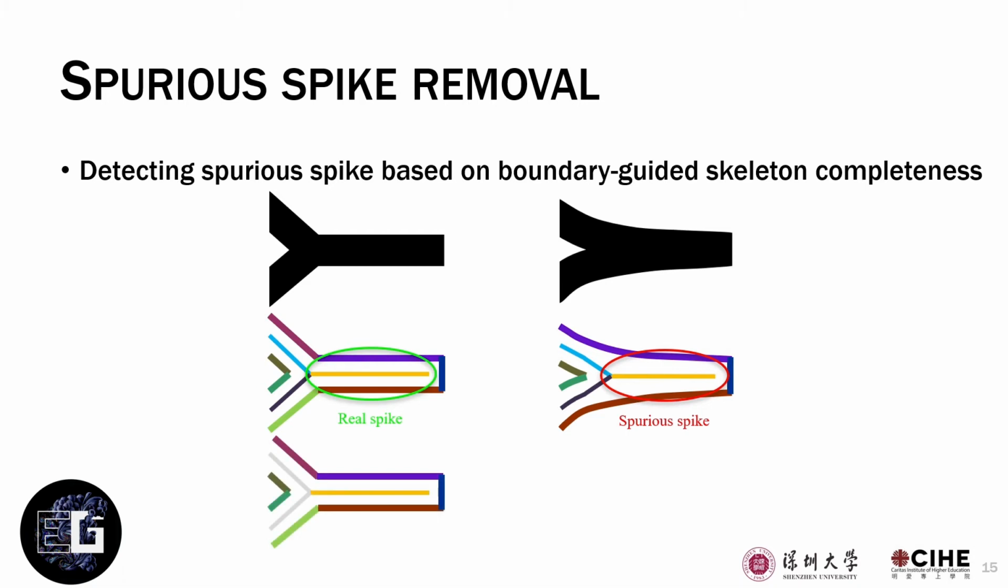As shown in the bottom left figure, the purple and brown boundary of the real spike segments correspond to only one skeleton segment, while in the bottom right figure, the purple and brown boundary segments correspond to more than one skeleton segment. So when such boundaries correspond to more than one skeleton segment, we mark it as a spurious spike. With two criteria, skeleton-initiated tangent consistency and boundary-guided skeleton completeness, we can complete the detection of the spurious spikes, and then we need to detect the spurious connectors.